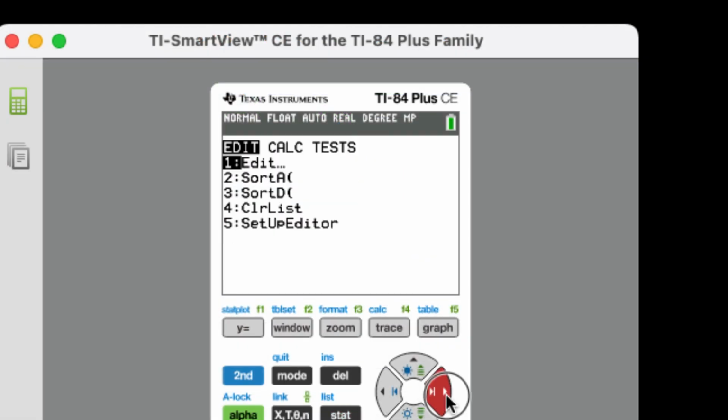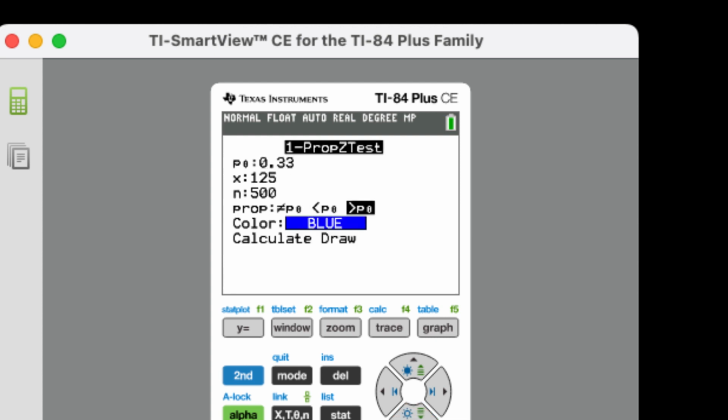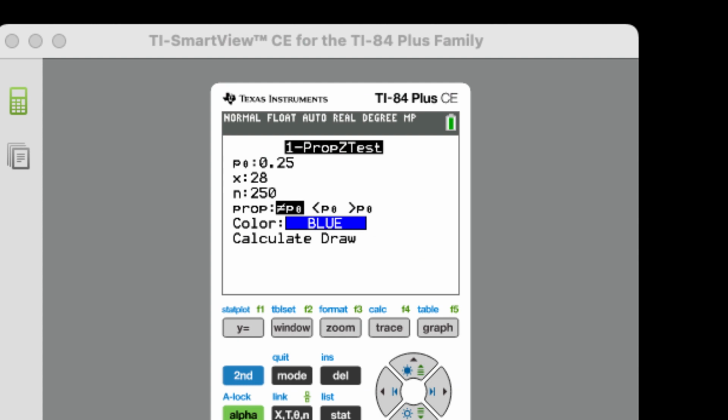So we go to stat, we go to test. 1 proportion what? Z-test. Okay. P naught point what? 25. What is X? 28. What is N? 250. Okay. What kind of test is this? Yes, it's a two-tailed test. Is that right? So hit the not equal when it's a two-tailed test. Double check. Isn't that everything that we have here, all the information? Okay, then let's go down to calculate. Looks like we're good.